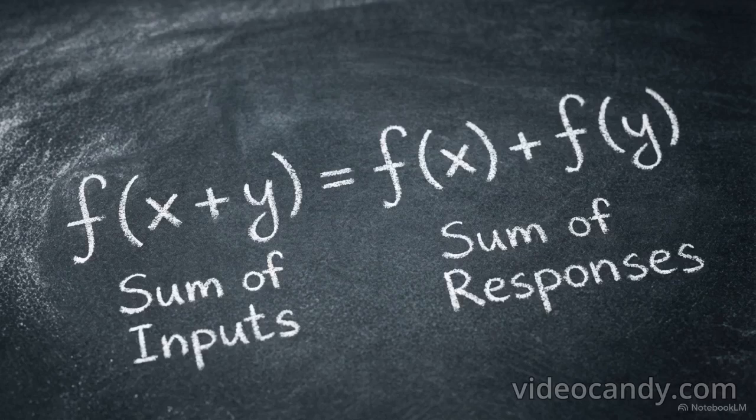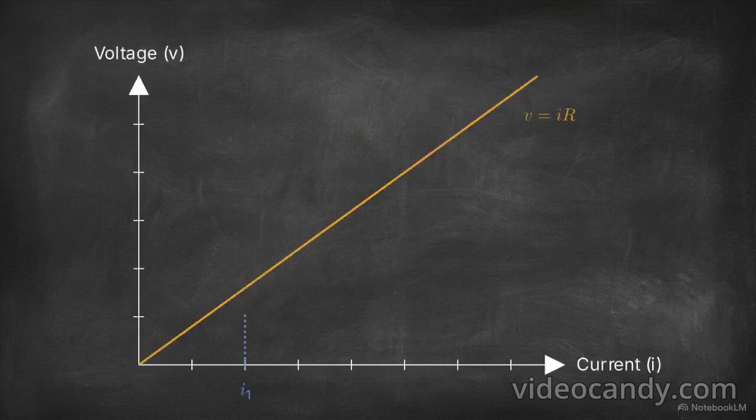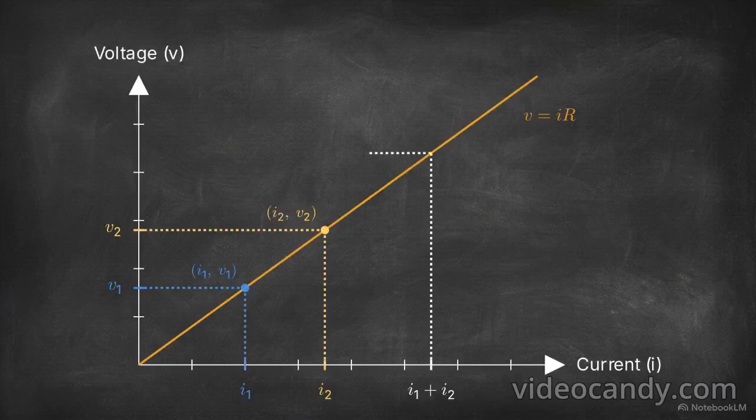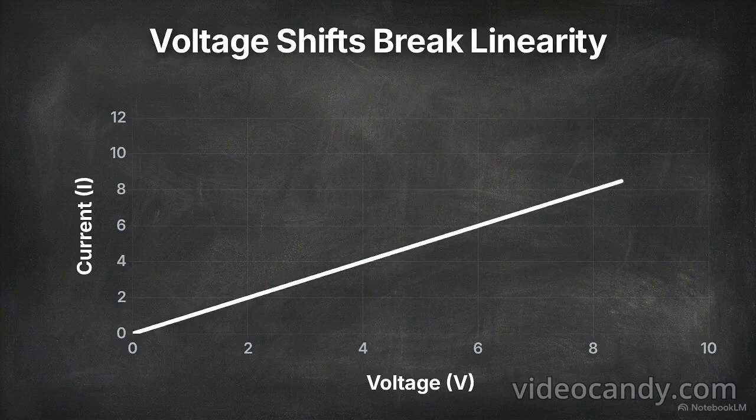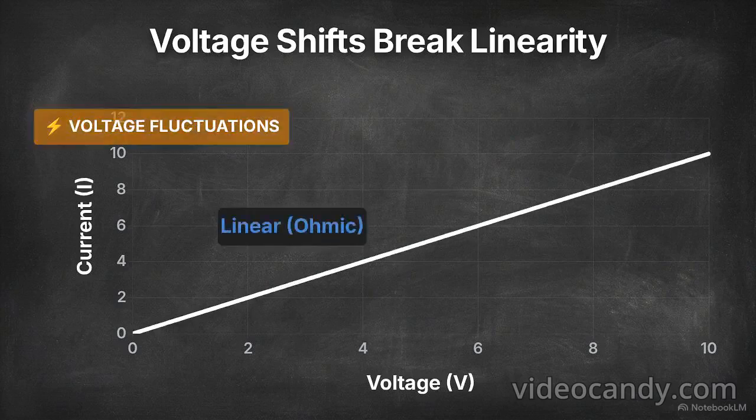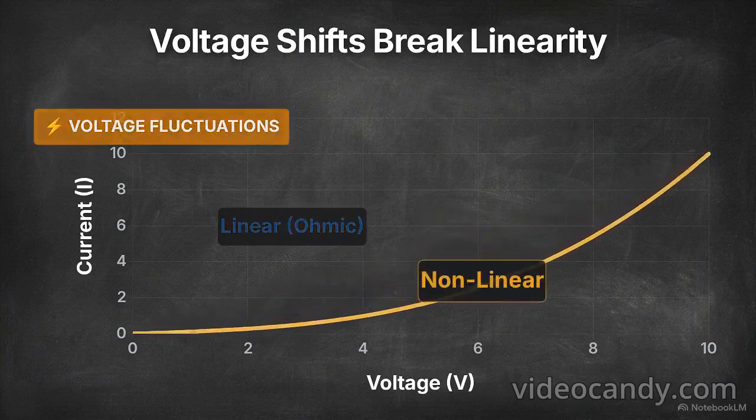The second mathematical axiom for linearity is additivity. Additivity requires that the response to a sum of inputs equals the sum of the responses to each input applied separately. If current I1 creates voltage V1 and current I2 creates voltage V2, then combining both currents must yield exactly V1 plus V2. Nonlinear elements are those that fail to obey either homogeneity or additivity.